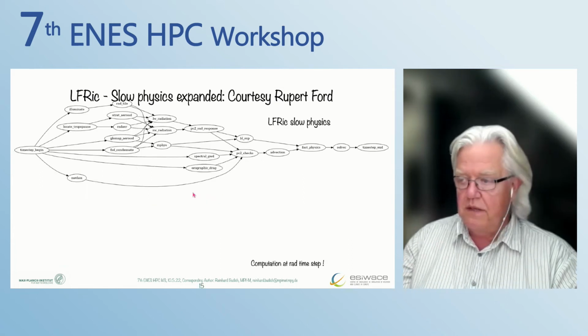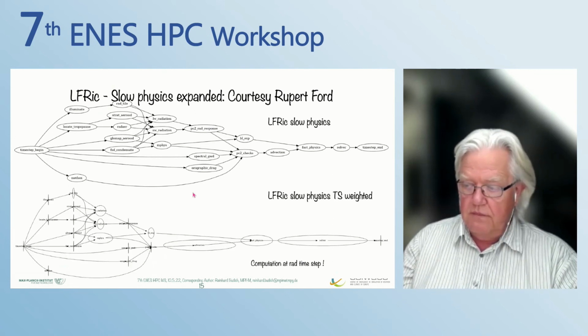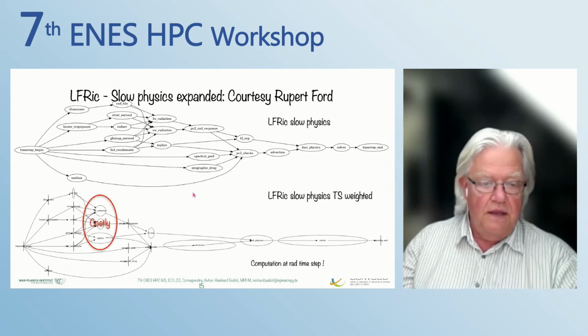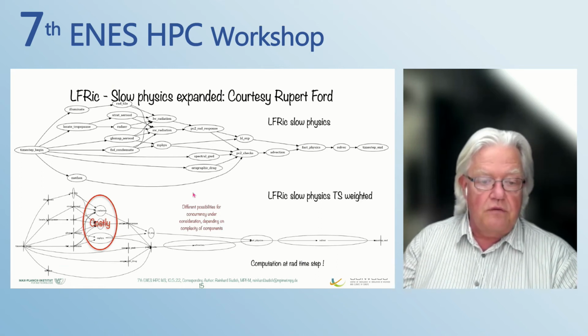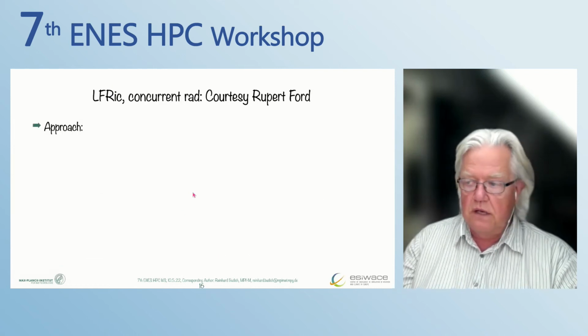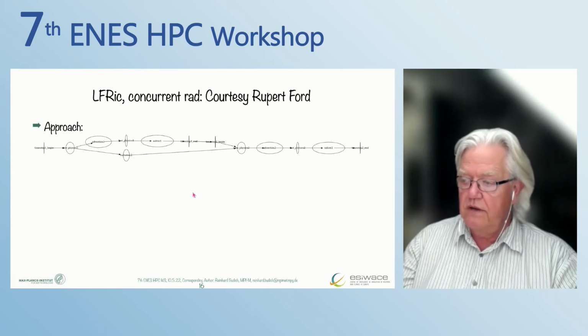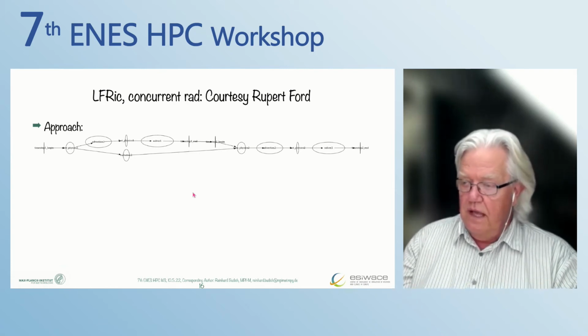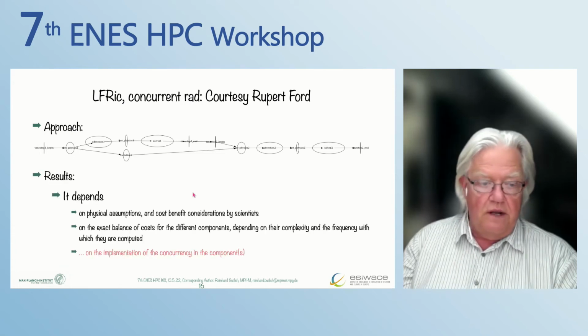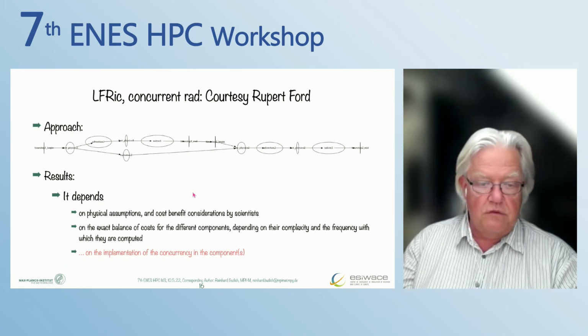If you blow that up, then you will see that radiation is something that takes a lot of time in this, as does microphysics. So the costly parts are here, basically. And therefore you have different possibilities for concurrency to consider, depending on the complexity of the components. So the approach they took is to solve out the radiation and do it in parallel to the advection and solver stuff. And by that, you find out that it depends on physical assumptions and cost-benefit considerations by scientists.